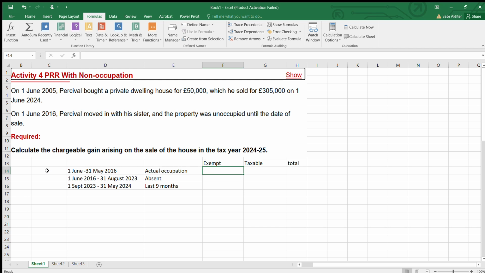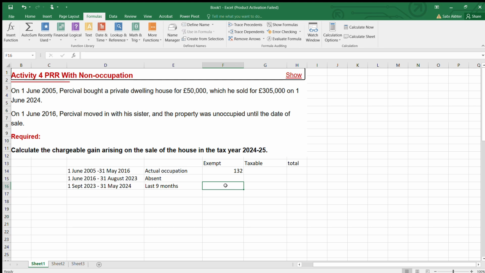How many months? From 1st June 2005 to 31st May 2016. Because the months are the same, it is just the years you have to calculate. From 2005 to 16, it is 11 years. If you want to convert 11 years into months, it's very simple. Just take 11 into 12 months, 132 months. Okay, this is the last 9 months also will be exempt.